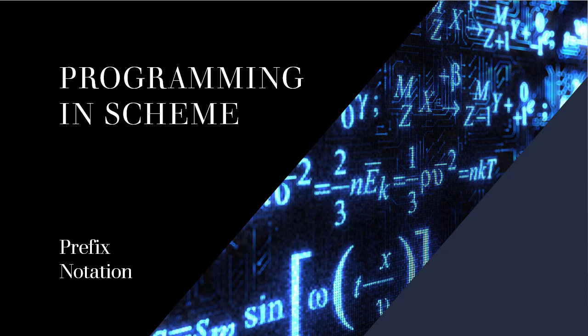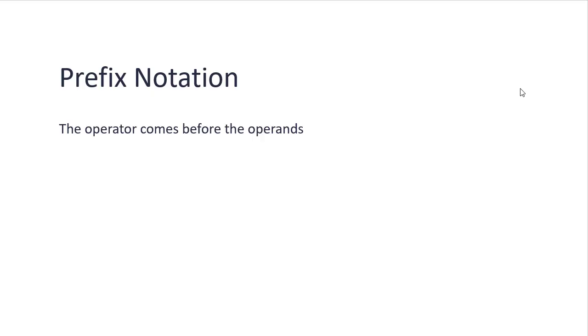So the first time you see a Scheme program, there's two things that stick out more than anything else. The first is all the parentheses, and the second is that the format of the expressions is a little weird because you have what's called prefix notation. Now, prefix notation is where the operator comes before the operands.